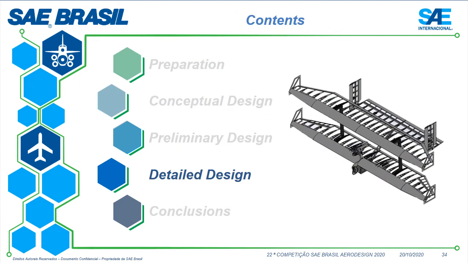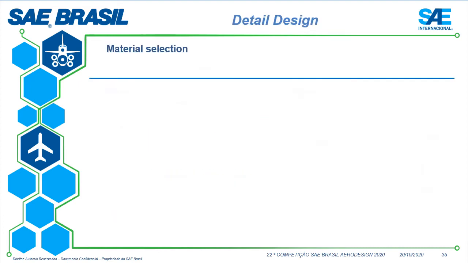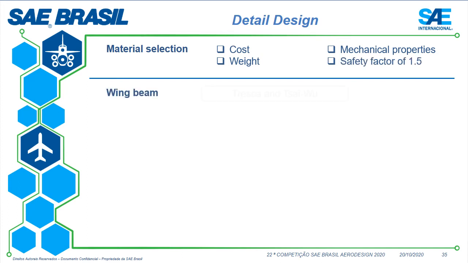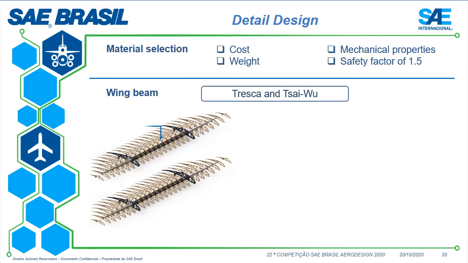Moving on to the detailed design. The materials were selected with decision matrices that were used to consider cost, weight, and mechanical properties. These materials were considered and a safety factor of 1.5 was selected. For the wing beam design, Tresca and SAE failure criteria were used. The beam consists of 2 different cross-sections distributed as shown. This reduced costs and facilitated disassembly for the transfer of the aircraft to Brazil.